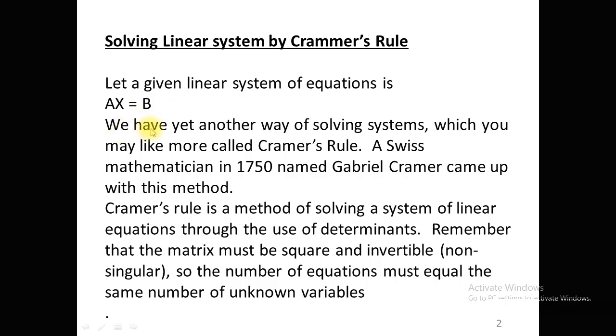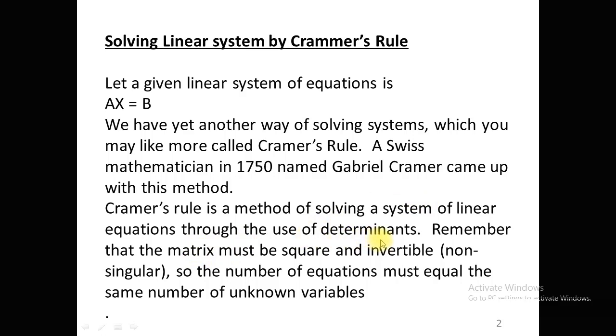Now, we have yet another way of solving systems which you may like more, called Cramer rule. Cramer was a Swiss mathematician. In 1750, Gabriel Cramer came up with this method. Cramer's rule is a method of solving a system of linear equations through the use of determinants.